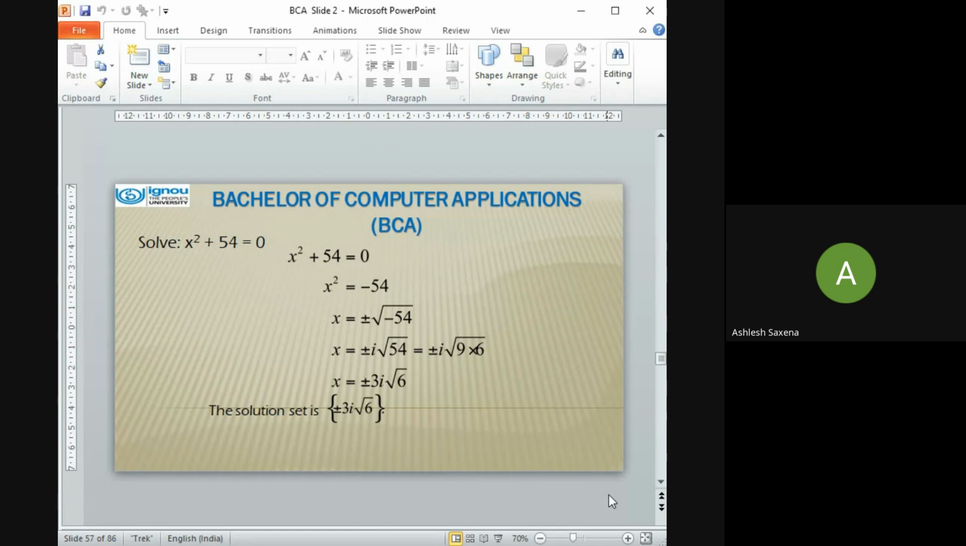Now you have to split 54 in such a form that you get a multiple which has a perfect square of it. So you will get 9 into 6. 9 times 6 is 54. So under root 9 can be reduced to 3, and under root 6 will remain as it is. So you will get plus minus 3 iota root 6. So that means your solution set is plus minus 3 iota under root 6.